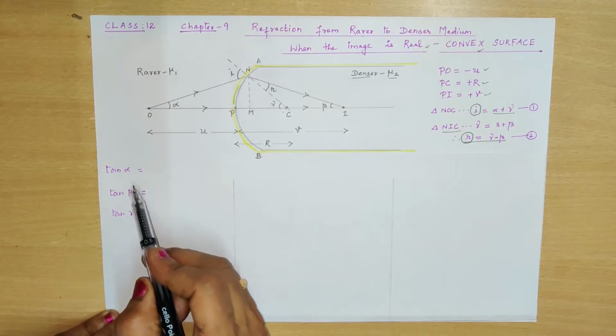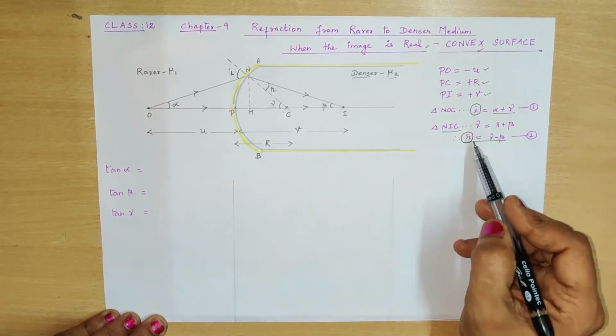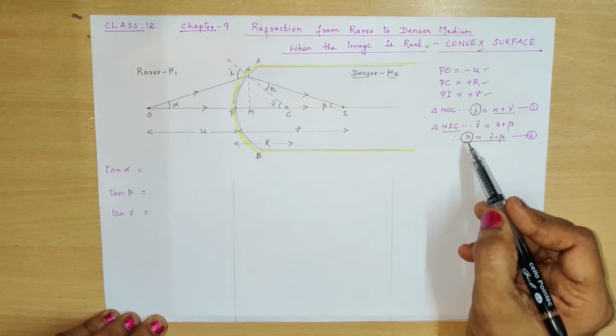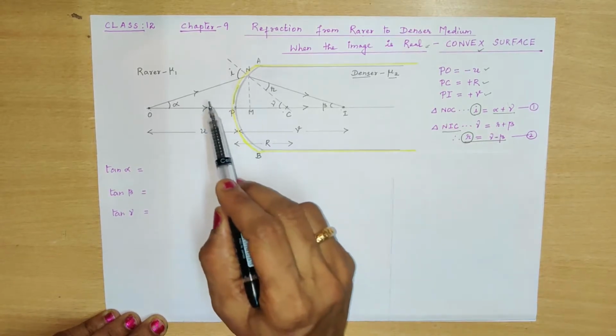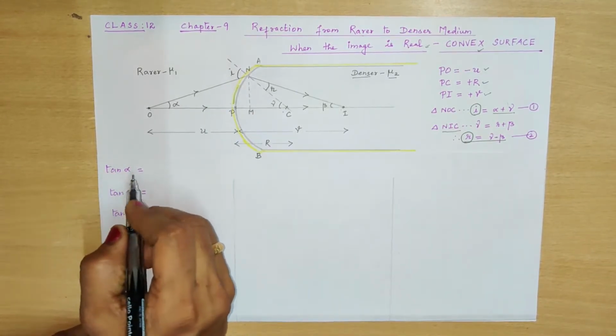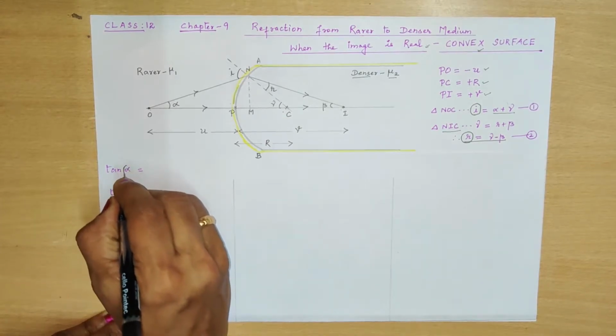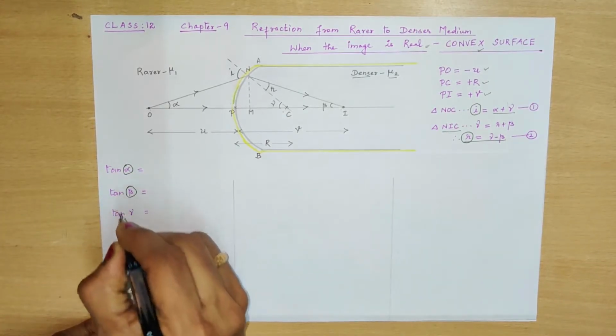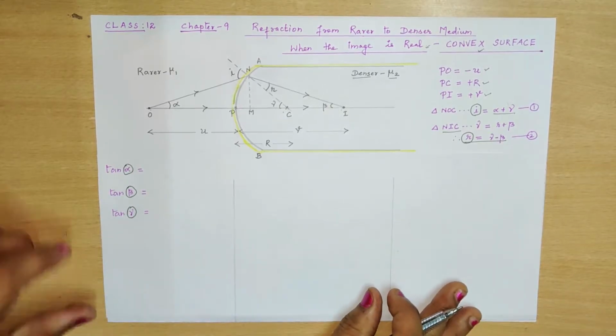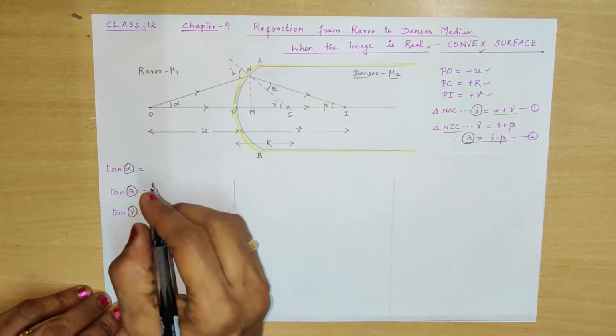Now come to this point: tan alpha, tan beta and tan gamma. All these angles, alpha, beta, gamma and i and r, are taken very small. Why? Because the rays are paraxial. So tan alpha is equal to alpha, tan beta is going to be beta, and tan gamma is going to be gamma itself.